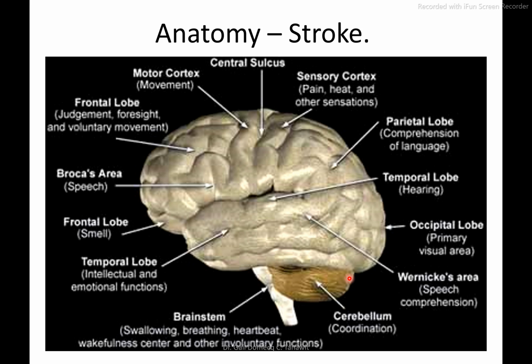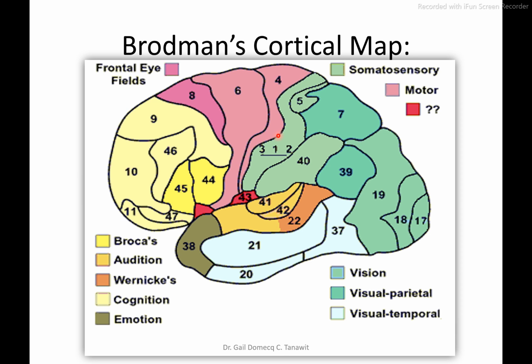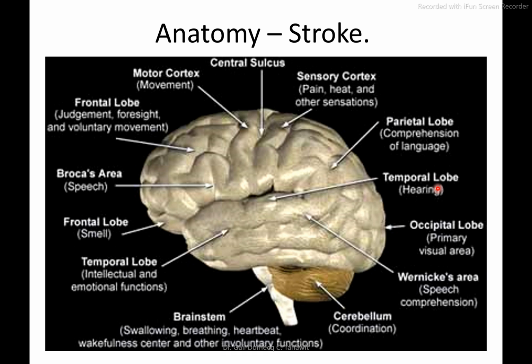So again, it depends on the affected area. The line of demarcation will be the central sulcus. Everything in front of that would be the motor domain. Everything posterior to that would be your sensory cortex. For the motor cortex, right after the central sulcus, anterior to that would be the primary motor cortex, area 4. As I talked about earlier, this is just a review.